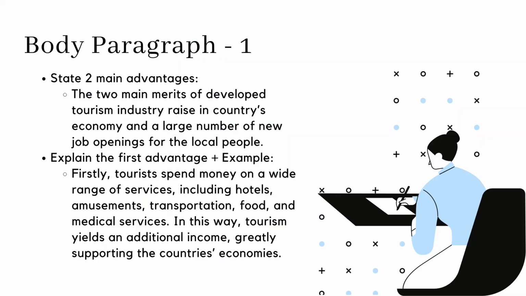Now let us start the body paragraph 1, which is about advantages. It starts with stating two main advantages. The two main merits of developed tourism industry are rise in country's economy and a large number of new job openings for the local people. Here I have mentioned the advantages in the first line. Now I will explain both advantages with examples.